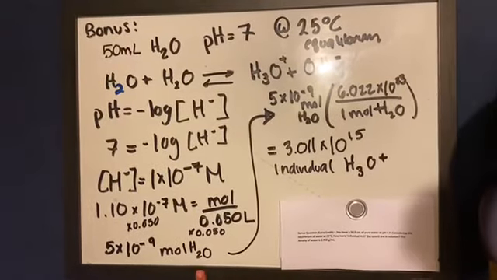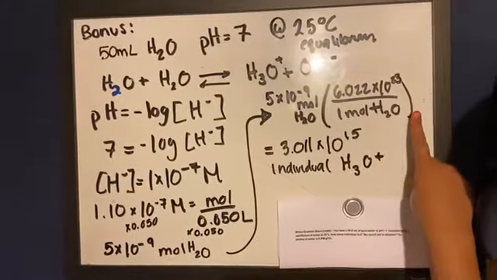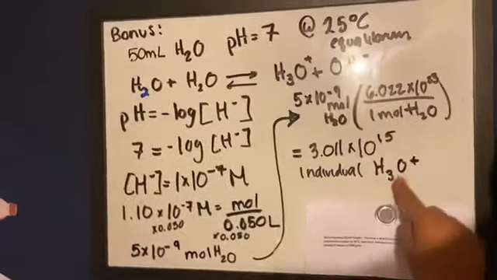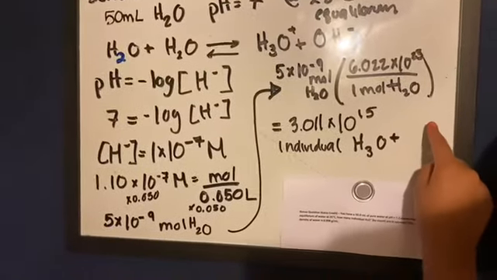And then you're just going to multiply it by Avogadro's number to get the individual molecules of H3O+ in the solution.